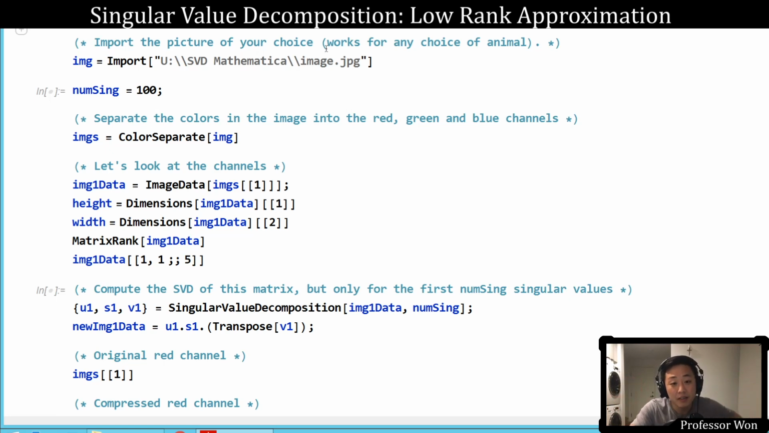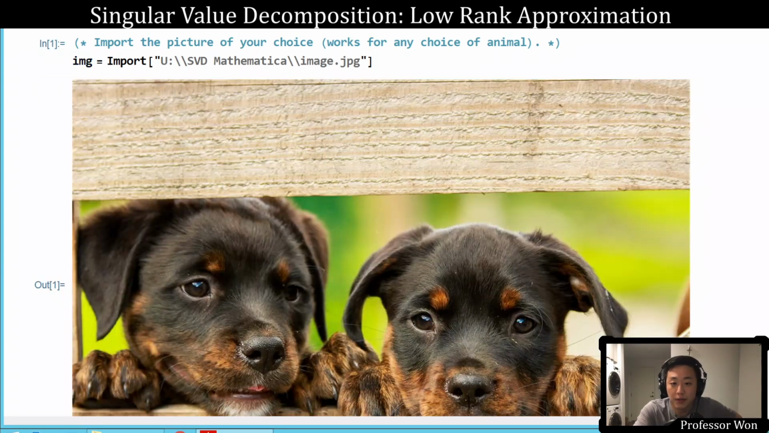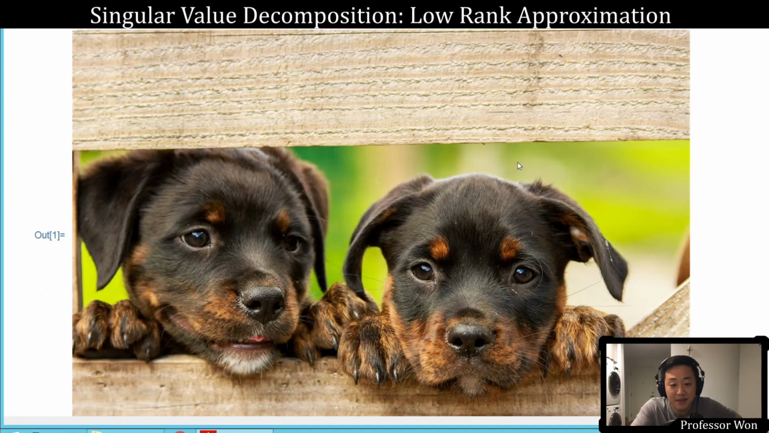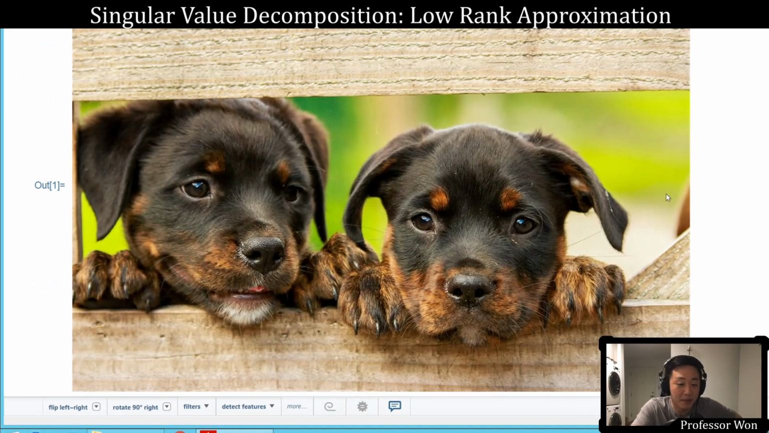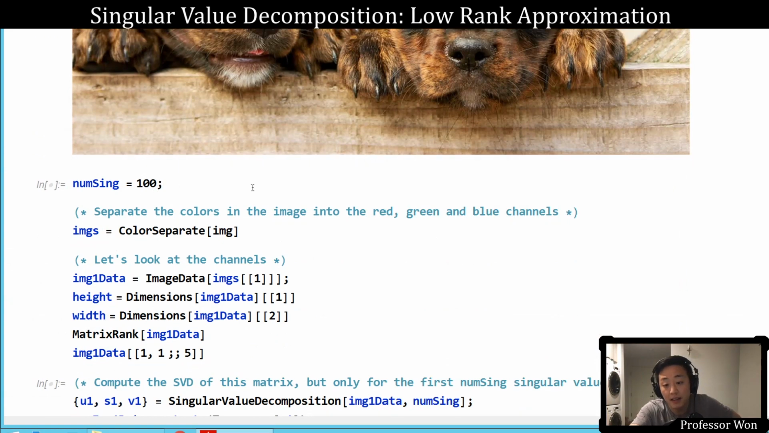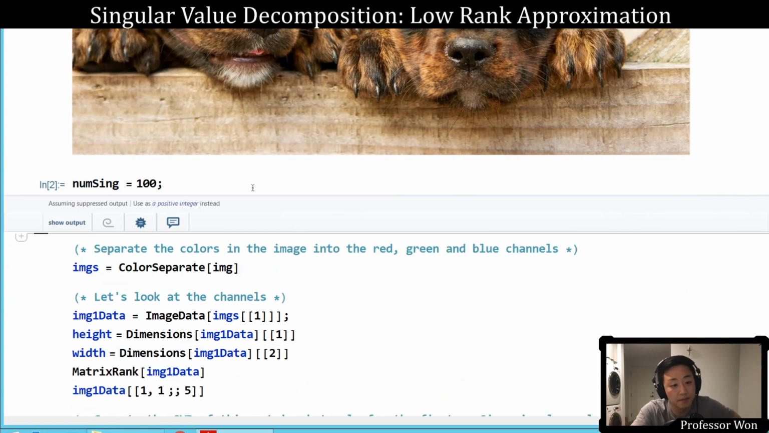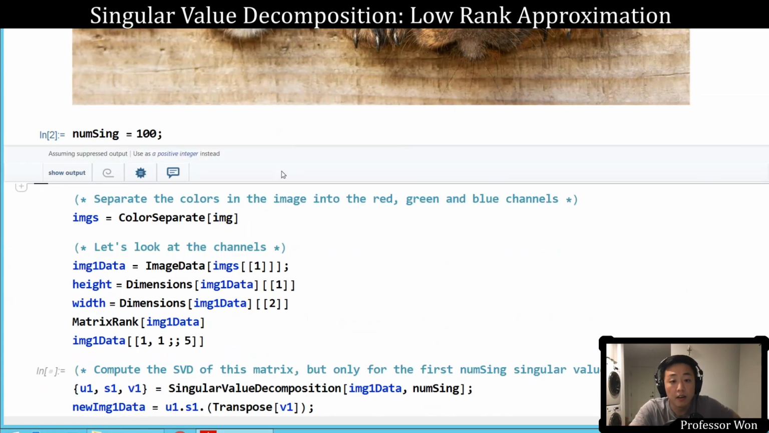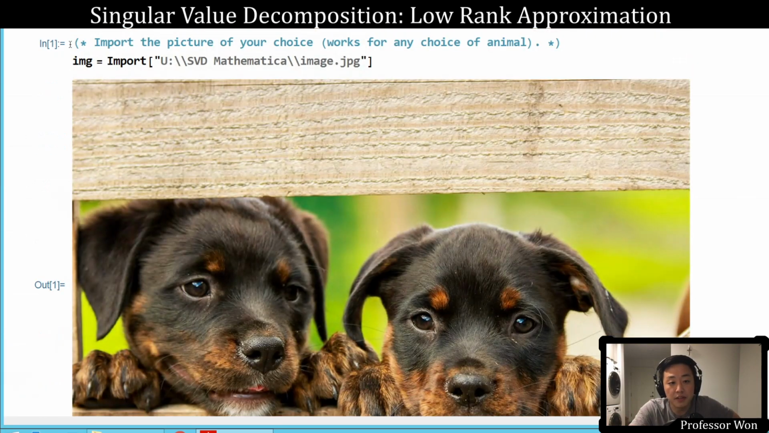Okay, so here's what I'm going to do. First, I'm going to load an image into Mathematica. Back when I first set this up, I chose this image. I'm pretty sure I just Googled puppies, and this was one of the top hits. And here I'm going to specify the number of singular values, in other words, the rank of the approximation that I want. Okay, so let's start with a rank 100 approximation. I've loaded in this image as image.